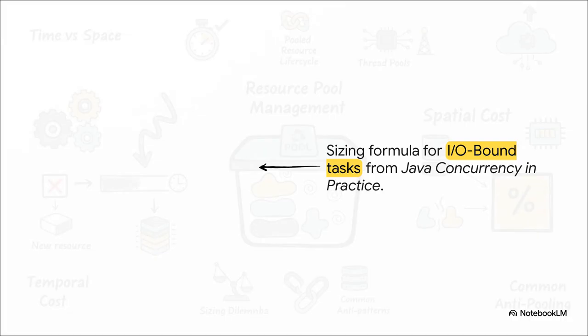Well, the good news is, for I/O-bound tasks, like waiting on that database, we don't have to just guess. We can start with a really powerful heuristic, which was famously laid out in the book Java Concurrency in Practice. The core insight here is that it's not just about how many CPU cores you have. It's about the ratio of time a thread spends just waiting for I/O versus the time it spends actually doing work on the CPU. The goal is to have just enough threads so that while one is blocked waiting for the network, another one can be using the CPU. It's all about keeping that CPU busy.